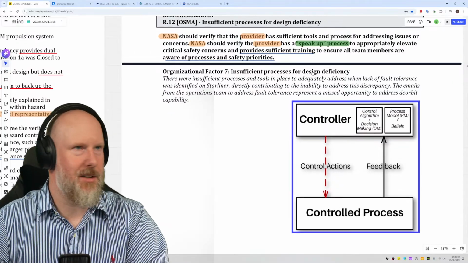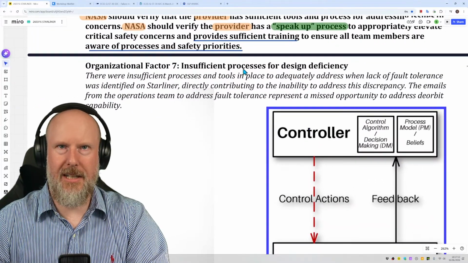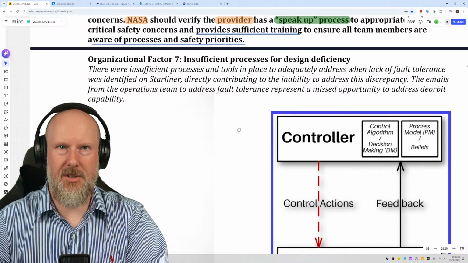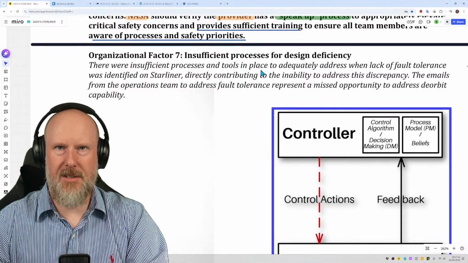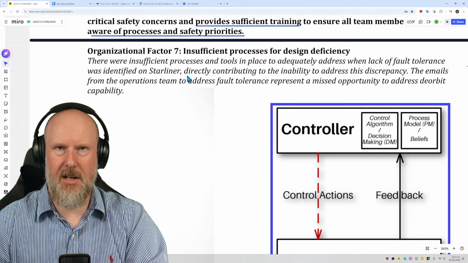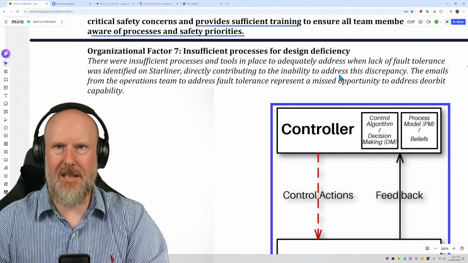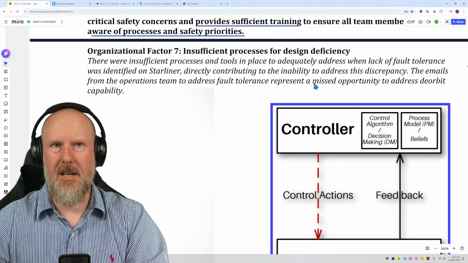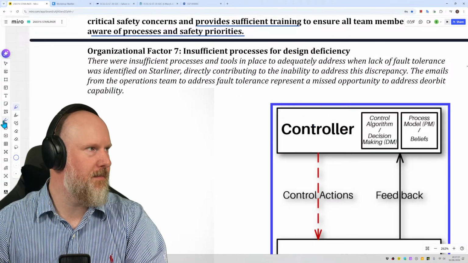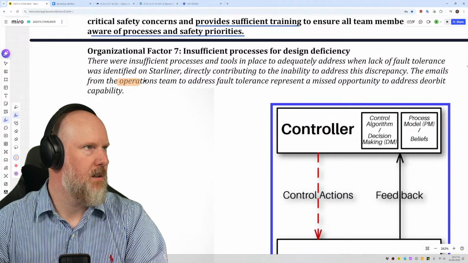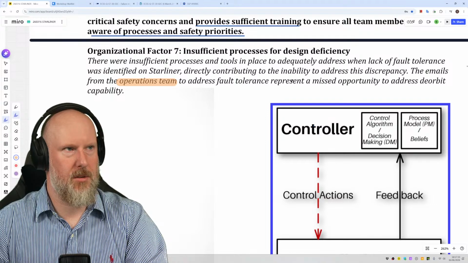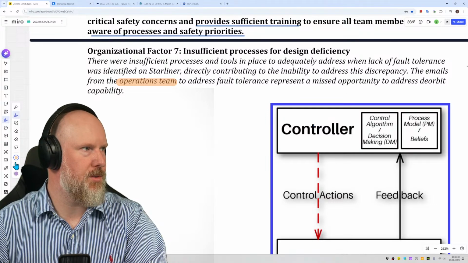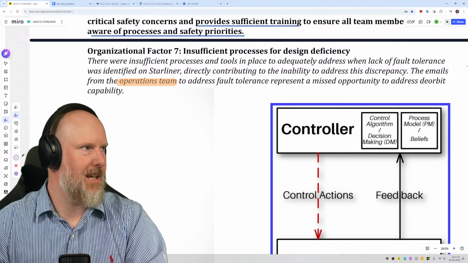Anyway, let's keep going. So, organizational factor 7: insufficient processes for design deficiency. There were insufficient processes and tools in place to adequately address when lack of fault tolerance was identified on Starliner, directly contributing to the inability to address this discrepancy. The emails from the operations team to address fault tolerance represent a missed opportunity to address deorbit capability.